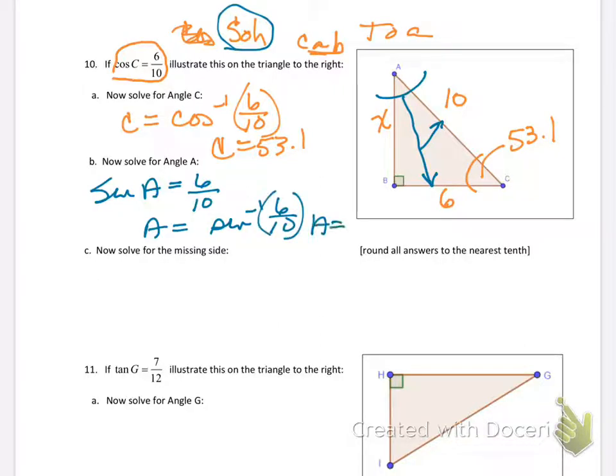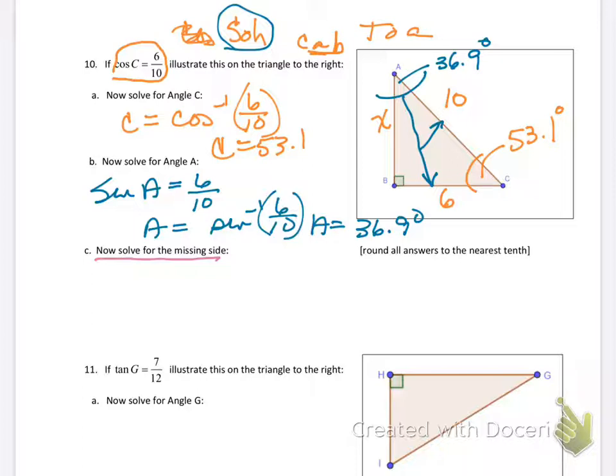Rounding to the nearest tenth, I'm getting 36.9 degrees, and I'm going to label it right here. Okay, so I have both of my angles now, and I'm just missing the side. So the next thing it says, now solve for the missing side. That's X. So I have lots of options here.